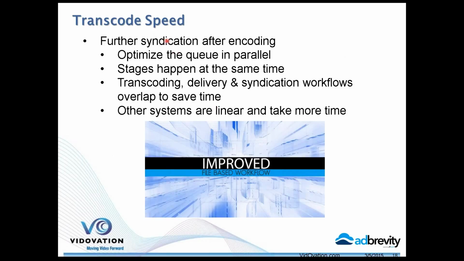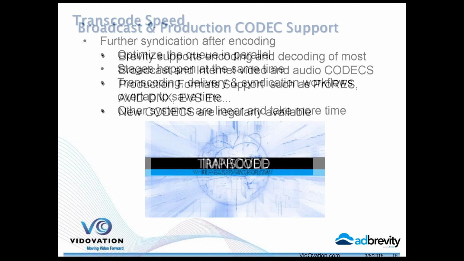So transcoding speed, transport speed, this optimization of your queue and working in parallel, lets you do further syndication of files. So you might be moving source content from New York to LA, but then you need to syndicate into Asia. We can make that all happen automatically. And as much as we can, we do it in parallel, or at least we overlap these processes, as opposed to doing it in a linear, one-at-a-time fashion.